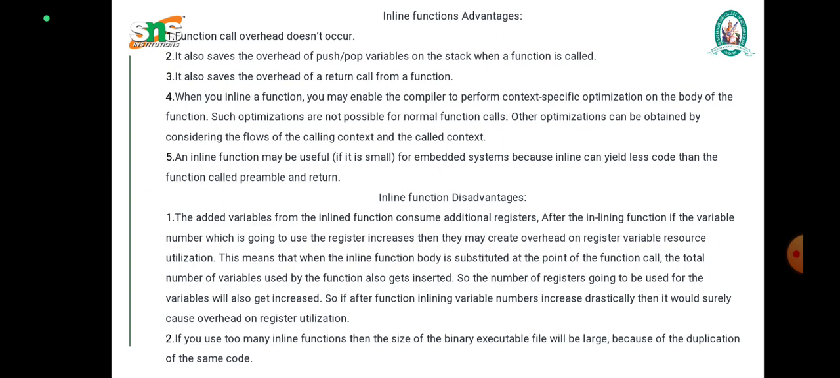When you inline a function, you may enable the compiler to perform context-specific optimization on the body of the function. Such optimizations are not possible for a normal function call. Other optimization can be obtained by considering the flow of the calling context and called context. An inline function may be useful for embedded systems because inline can yield less code than the function call preamble and return.